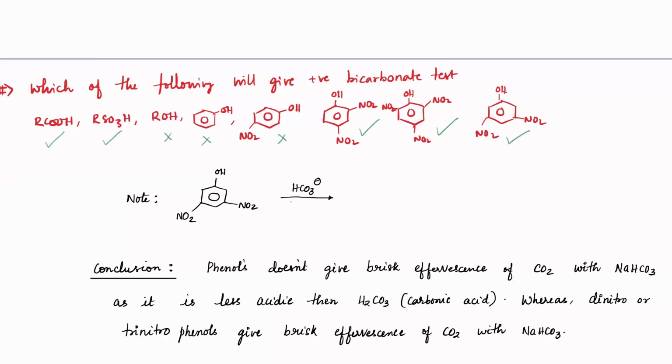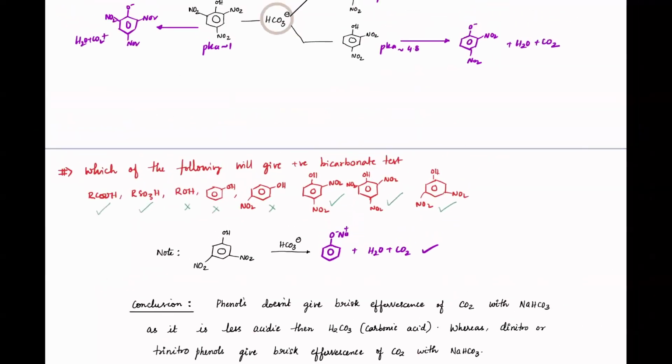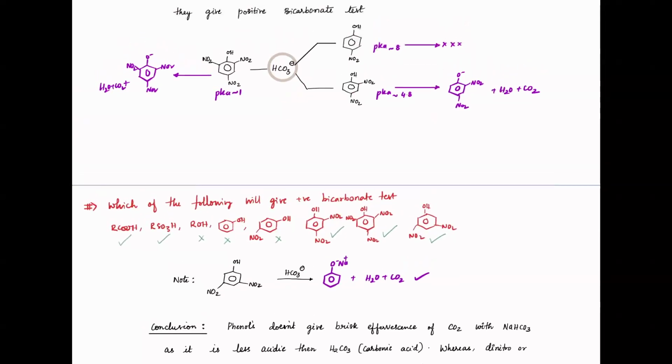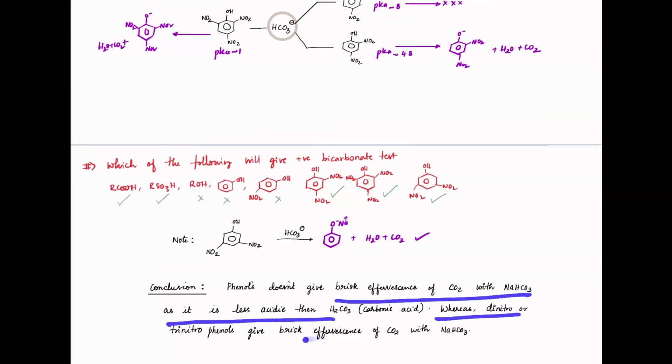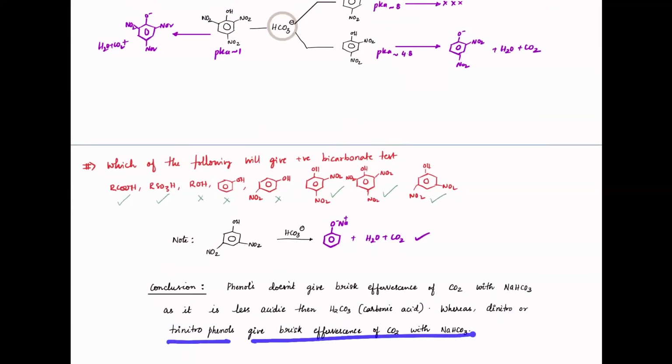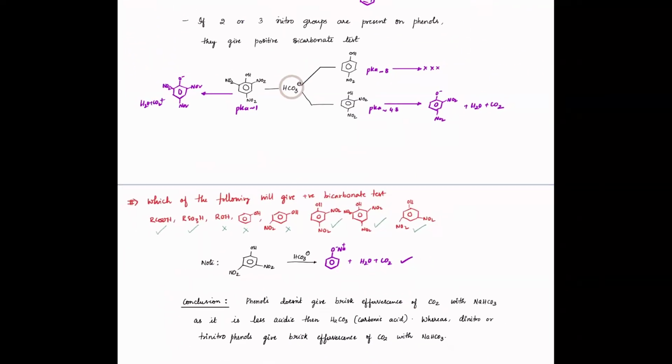So yes, even if two NO2s are present at meta position, still they will overpower the acidic strength of H2CO3 and the reaction is found to be feasible. Okay, so that's an important area to learn. That phenols do not give brisk effervescence of carbon dioxide with NaHCO3 unless they are more acidic than H2CO3, while dinitro or trinitro will give you brisk effervescence of carbon dioxide. Okay, so I guess this part is clear. Please check quickly.